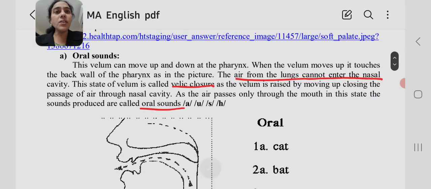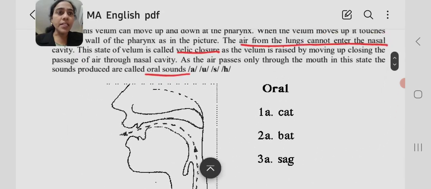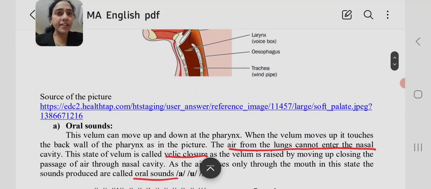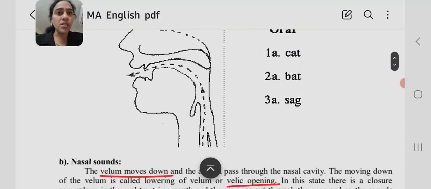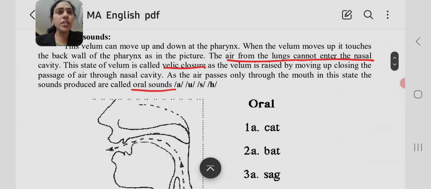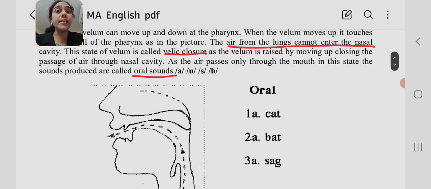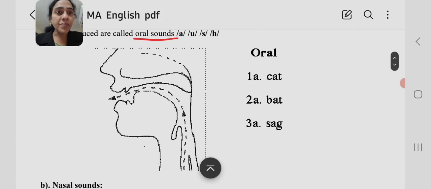Coming to the oral sounds and nasal sounds. When this particular factor of the soft palate is considered, there are two categories again, namely the oral sounds and the nasal sounds. Coming to the oral sounds, the air from the lungs cannot enter the nasal cavity. See this picture. This is the air coming from the lungs and coming out through the mouth. It is not entering into the nasal cavity because the soft palate has touched the back of the roof of the mouth. Suppose you say cat.